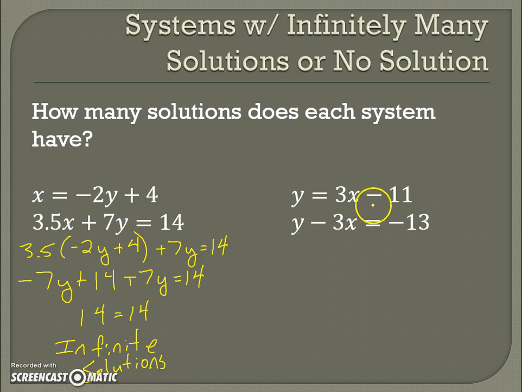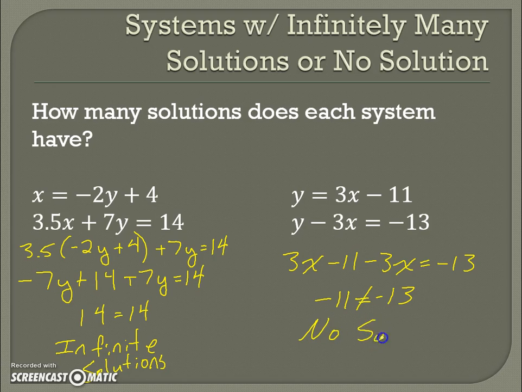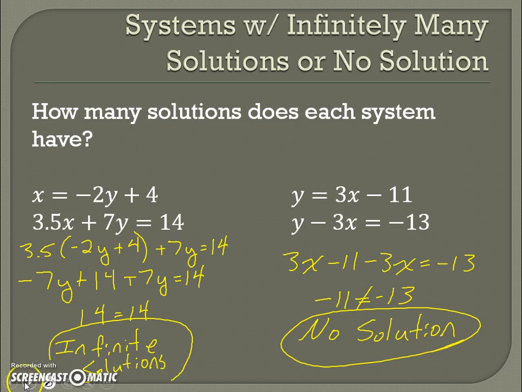Over here, if I substitute this in, I'd have 3x minus 11. So I'm substituting this in for that y. Minus 3x equals negative 13. These eliminate one another, and I'm left with negative 11 equals negative 13, which is not true. So when that happens, that means there is no solution, which also means that these are parallel lines. Okay, so just be aware that those situations may happen. I don't want those to catch you off guard.